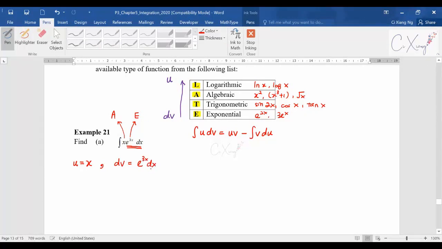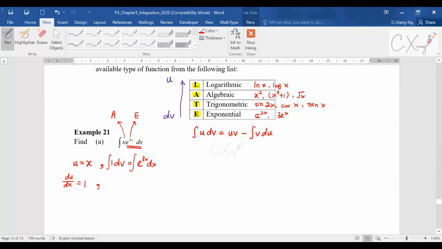Okay, so after you decide which one is u and which one is dv, the standard steps are: first, you decide u and dv. The second step is you differentiate u, then you integrate dv. So here I need to put the integrate sign. Integrate dv is what? It is v. For this part, you do the differentiation. How to do the differentiation? du over dx, and you get 1.